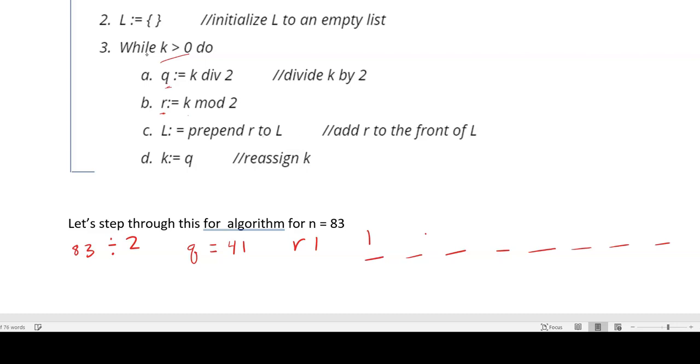Now I reassign k to be what the quotient was. That's where the quotient gets used. So now I have 41. And I can do that same process. I'm going to divide 41 by 2.